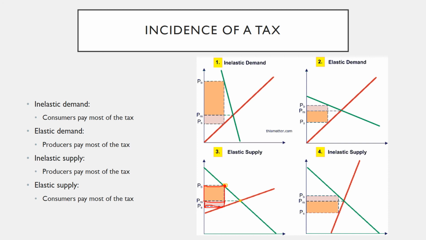With inelastic supply, it goes the other way, where the producer will be paying most of the tax. So again, supply is relatively inelastic. So the price received by producers is going to fall pretty significantly in this case, and the producers will be the ones that pay the majority of that tax. Hope this helps.